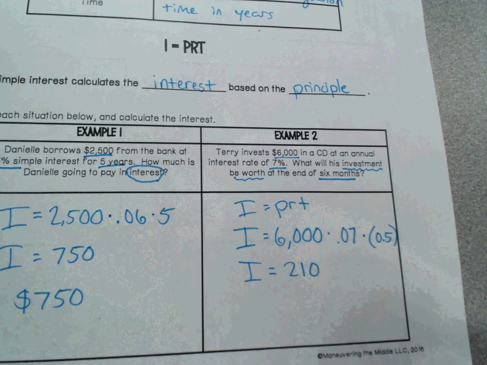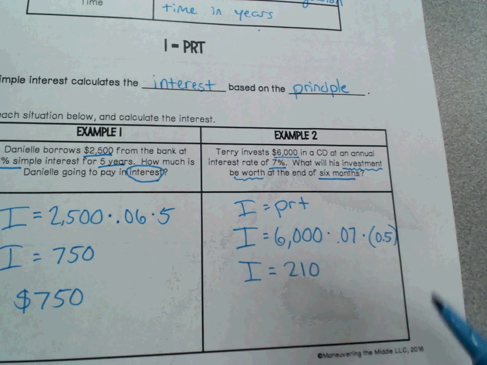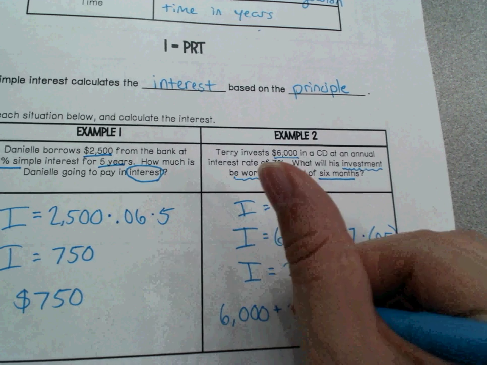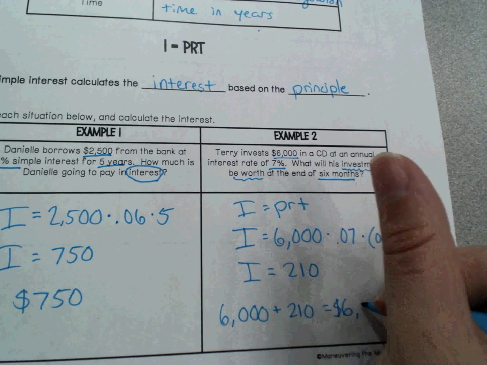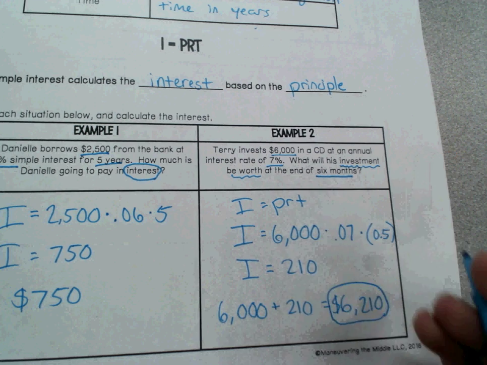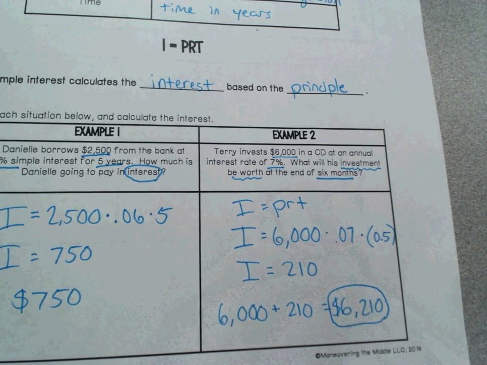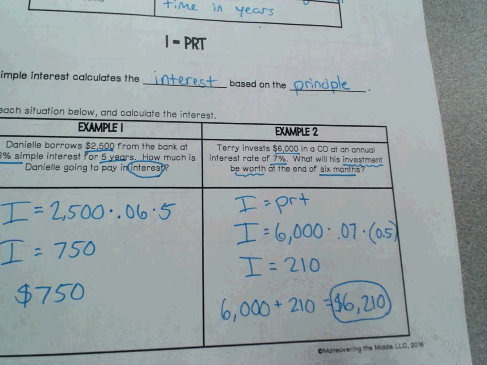So this CD is worth the interest he's accumulated and the initial price. So to figure out how much it's worth in total, we want to add. So we get $6,210. It doesn't just ask for the interest, it asks for what his investment will be worth. So that means in total, $6,210. So sometimes we have to add our interest to the principal, sometimes not.